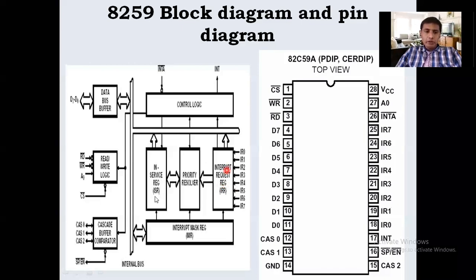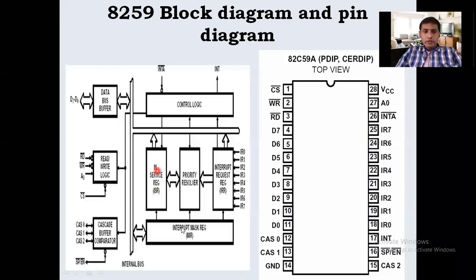Then the interrupt service register. What is the role of the interrupt service register? The interrupt service register will store all the interrupts which are being currently serviced. So it stores the interrupt levels of all interrupts which are being currently serviced. That information is present in the interrupt service register.